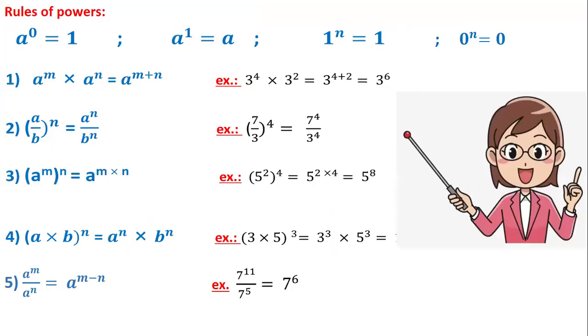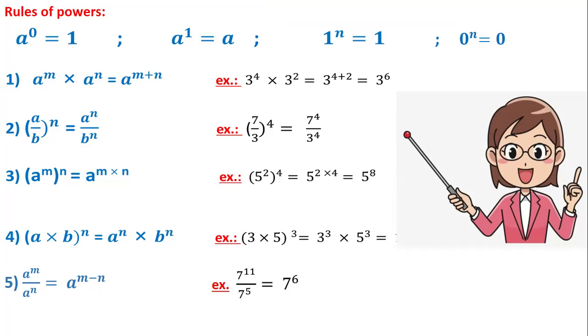What are the rules of powers we talked about in grade 7? First, a to the power 0 is equal to 1. Any number to the power 0 always gives me 1. a to the power 1 is equal to a, gives me the number itself. 1 to the power n is equal to 1, and 0 to the power n is equal to 0.